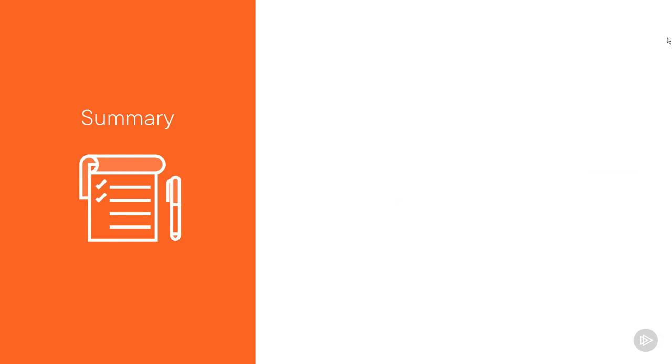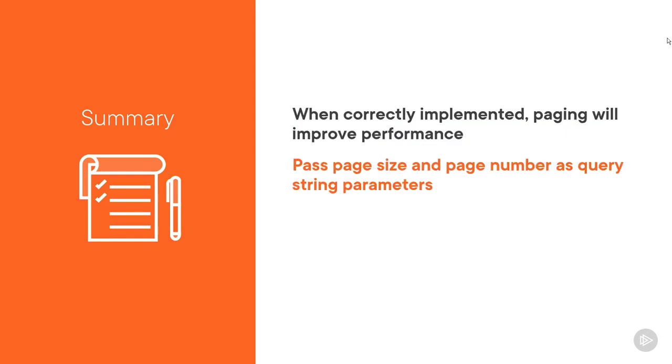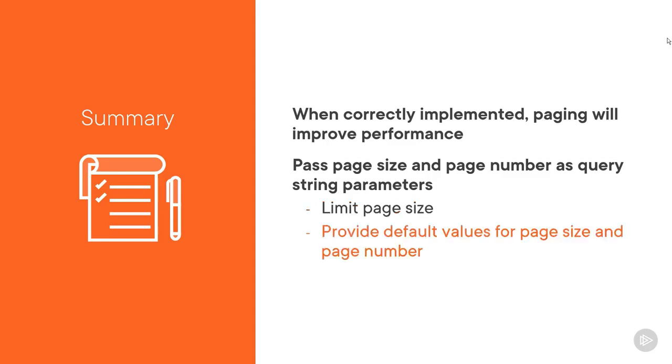After that, we looked into paging. Paging can be very good for performance if done correctly. We should pass the page size and page number via the query string. Think about limiting the page size that's passed in to avoid consumers requesting one page with 100,000 records. In other words, make sure to provide default values for page size and page number.